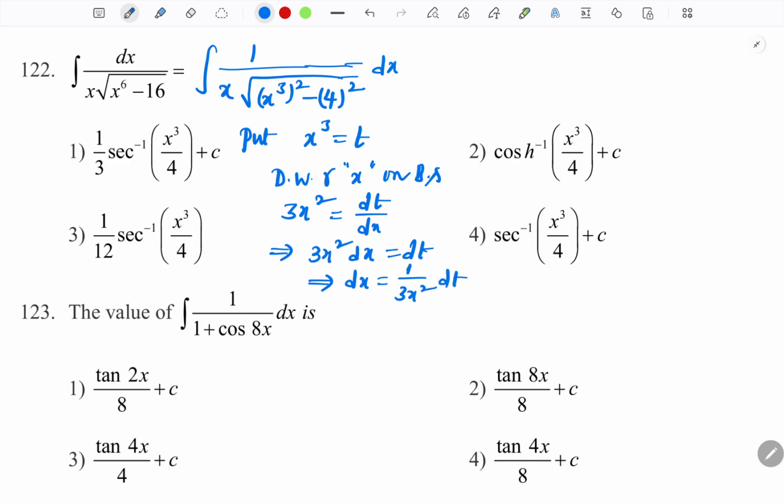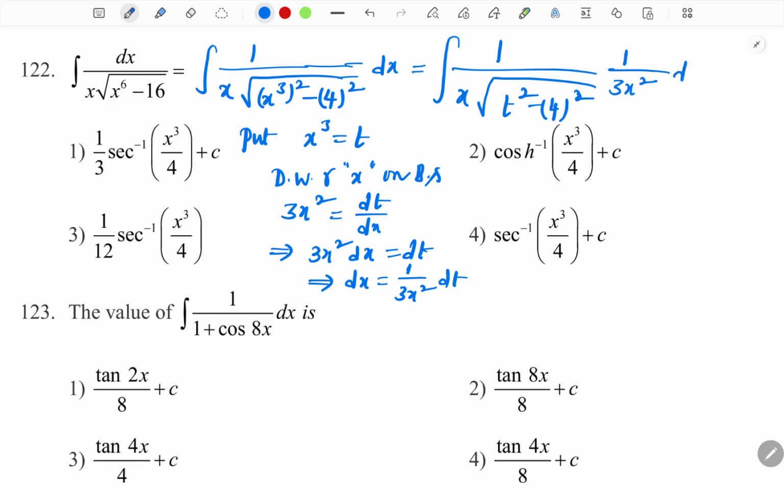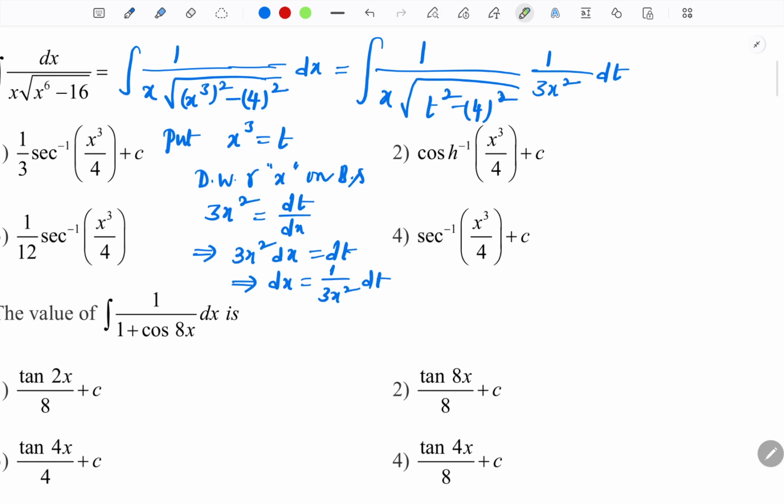Substitute all these values in the integral. Then our integral becomes 1 by x as it is, x cube answer t, square root of t square minus 4 whole square. What is the dx answer here? This is dx, right? So here the dx value is 1 by 3x square dt. Substitute that, 1 by 3x square dt. Observe here, students, 1 by x is there, 1 by x square is there, x into x square, x cube we will get, right?